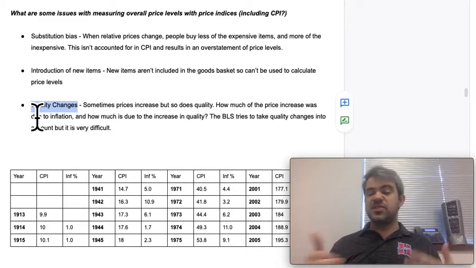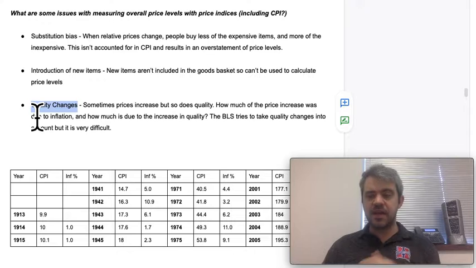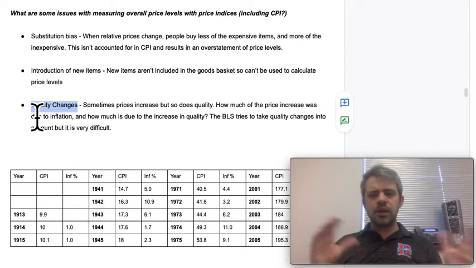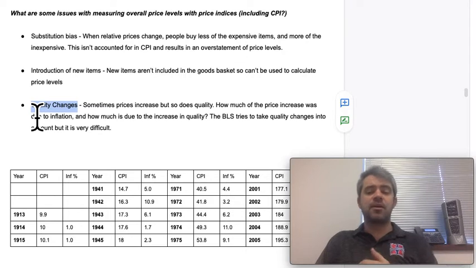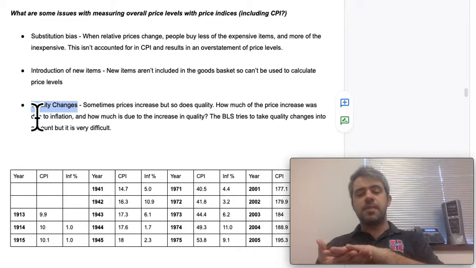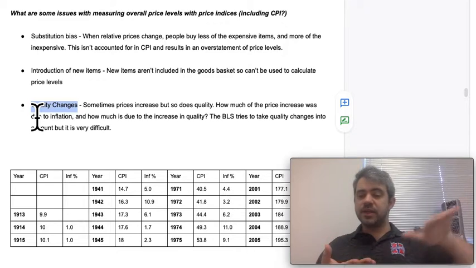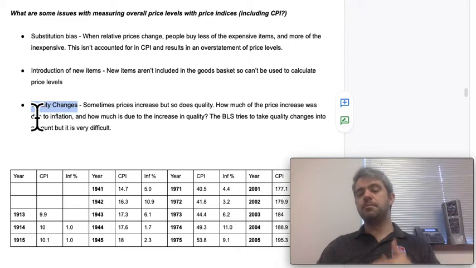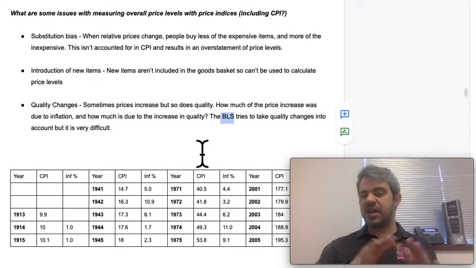Same thing with other things like cars. Cars now get better gas mileage, have better safety, all sorts of stuff that make them really a better object than that same object was several years ago. So if we're not careful, this is going to make prices look like they're increasing, even though it's actually the quality that's increasing and we're paying more for that quality. Okay, so these are some problems that the Bureau of Labor Statistics has to iron out.